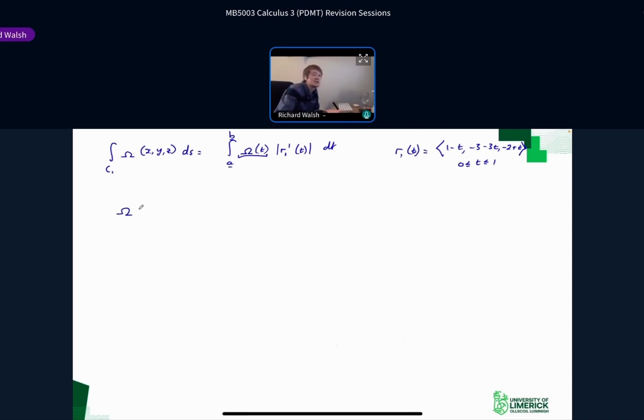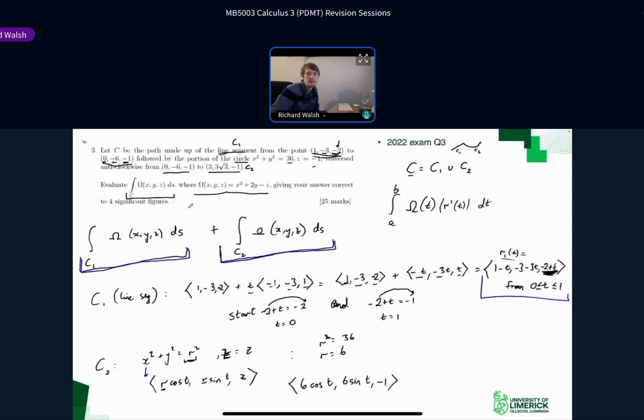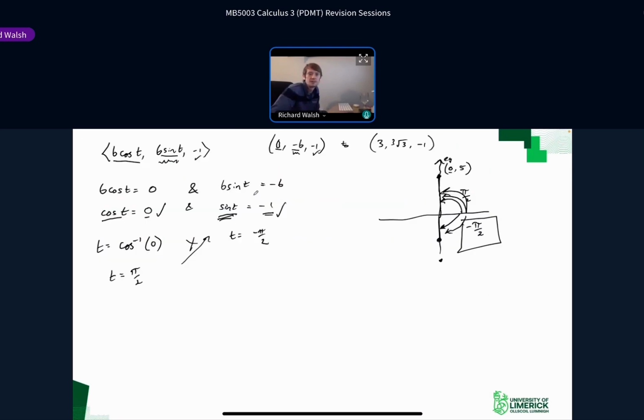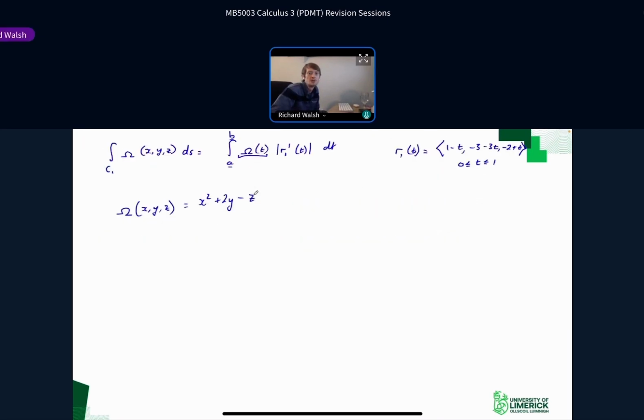So the function, or the scalar field, was given in the question. So I'll write that down. It was x squared plus 2y minus z. It was a plus 2y, wasn't it? Yeah. Okay, so to transform that into a function of t, I'm going to replace x with whatever the x is, 1 minus t, y with minus 3 minus 3t, and z with minus 2 plus t. So I'm going to sub them in.